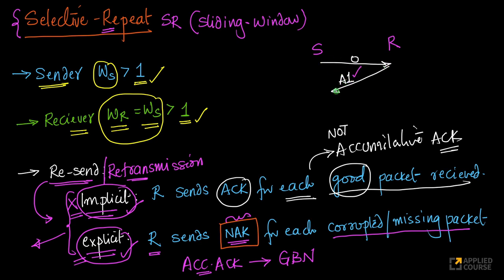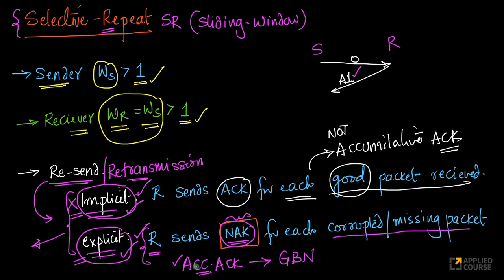For every good packet, you send an acknowledgement. For every bad packet, you send a negative acknowledgement. So people try to use just implicit, just explicit, or a combination of both of them. All these three are possible in practice, depending on the actual implementation itself.